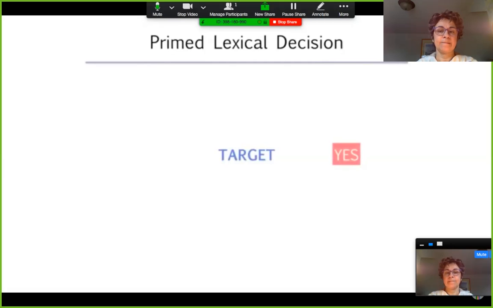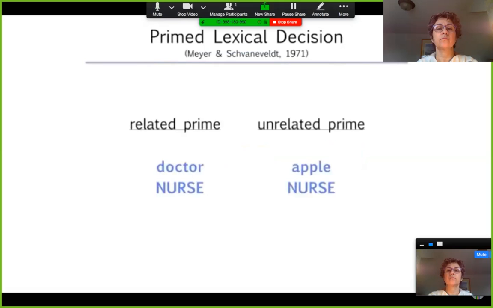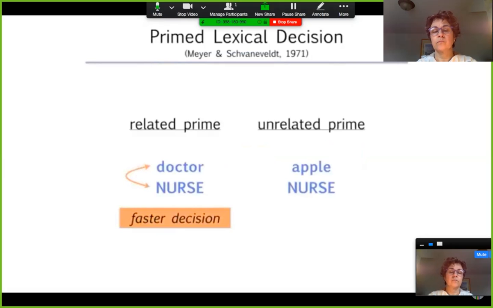The prime word can have an influence on how quickly people make their lexical decision about the target word. For example, in one condition, the prime might be doctor and the target nurse. In another condition, the prime could be apple and the target nurse. As you might expect, people are faster to make their lexical decision to nurse when it's primed by doctor than when it's primed by apple. When we observe this faster lexical decision, we interpret that to mean that these two words are connected to each other in our minds.